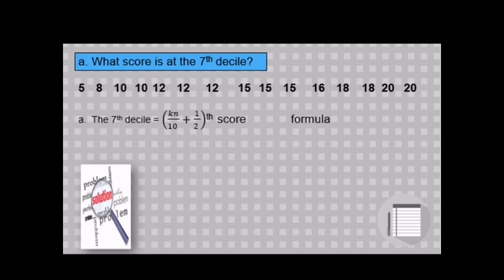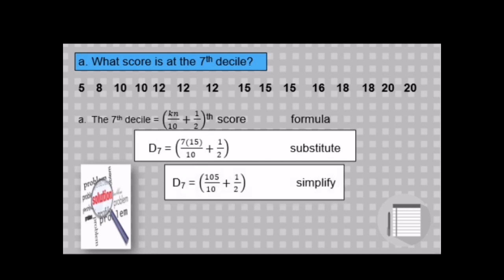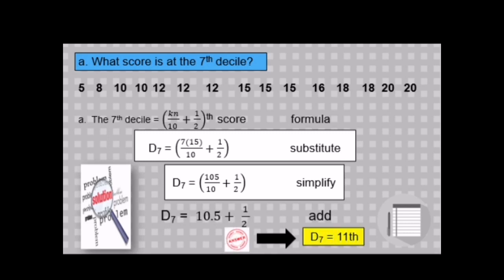The first thing is you have to know the formula, and our k will be 7 and our n is 15. So let us substitute into the given formula. 7 times 15 is equal to 105, divided by 10, that will be 10.5, plus 1 half. So the answer will be 11. So the position of D sub 7, or the decile 7, is the 11th term or 11th score.